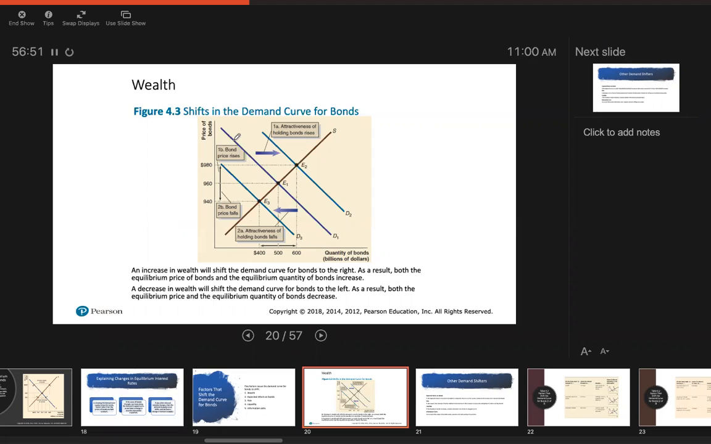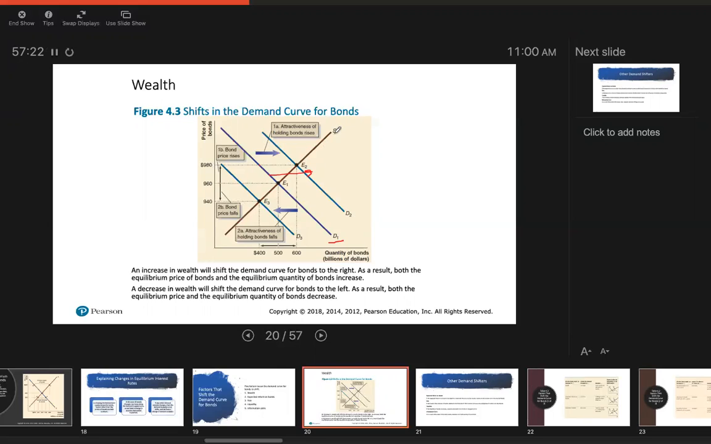People who are willing to buy at $980, right? Here, D1 represents the original demand curve in this market. And now there's an increase in wealth of investors in the market. What do we expect to see? We expect a lot more people wanting to buy these bonds in this market. There's an increase in demand for these bonds at every single price level, and that's represented by a rightward shift in the demand curve. Okay, there's no change in the supply.